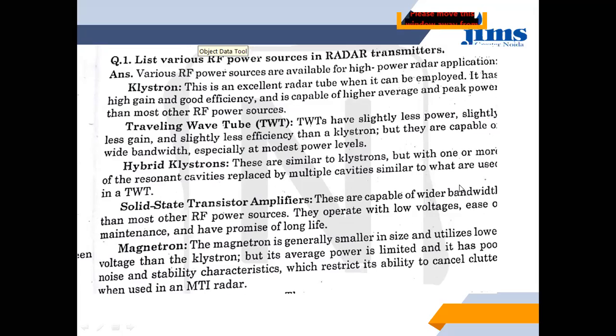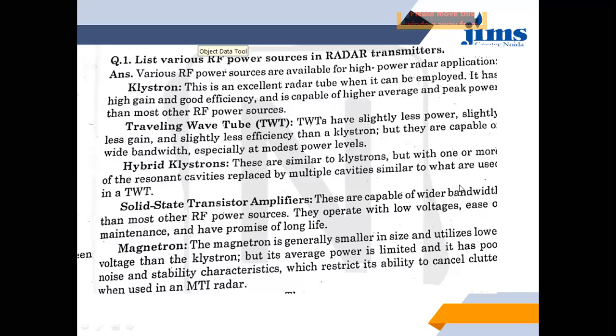Okay? So the next thing is the magnetron. Now the magnetron is also a kind of RF power source used for radar transmitters, but it is relatively small in size. If you compare the klystron and the magnetron, magnetrons are relatively smaller in size and operate at lower voltages. We use the magnetron where relatively lower voltages are needed. But the problem is that its average power is limited, so it has poor noise and stability characteristics.